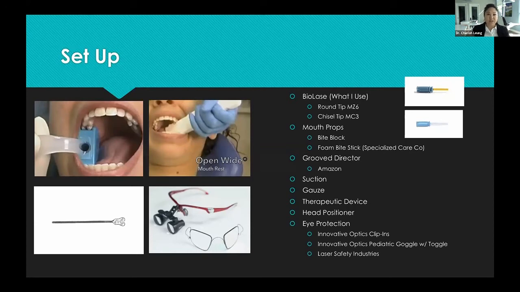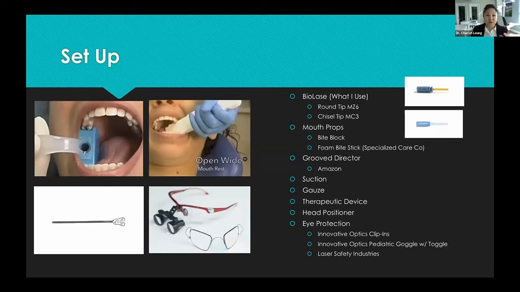And then eye protection. So with the laser, of course, you want to have eye protection. What I like to use for the littles is the baby goggles that have a little side toggle. The reason is that you can move it to the side and put it here instead of on the back of their head where they're laying, so they don't get a little indent on their head.